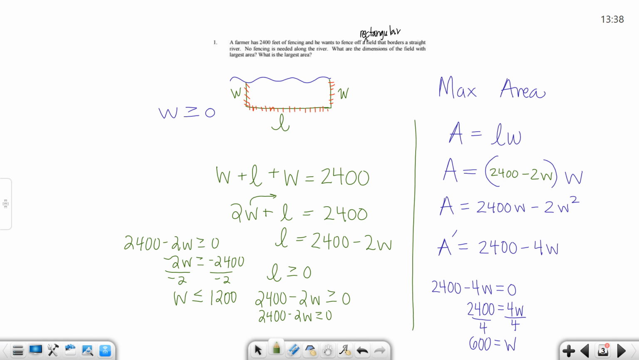Now the way that you check the domain of this one, you knew that the width had to be positive and you also knew that the length had to be positive. So when you solved out the length, it actually gave you a restriction on W. So when you get ready to maximize this particular function over here, you're going to maximize it over the quantities from 0 to 1200. Okay, that's your interval that you're maximizing over. So what you have to do is you have to see which one of these gives you the max area. Okay? So let's go to a different page.